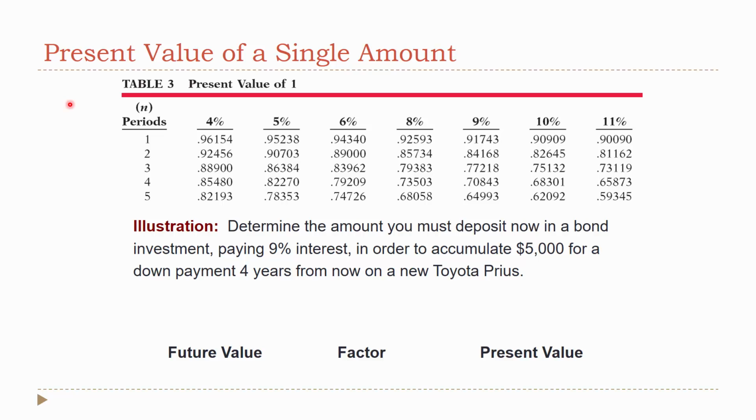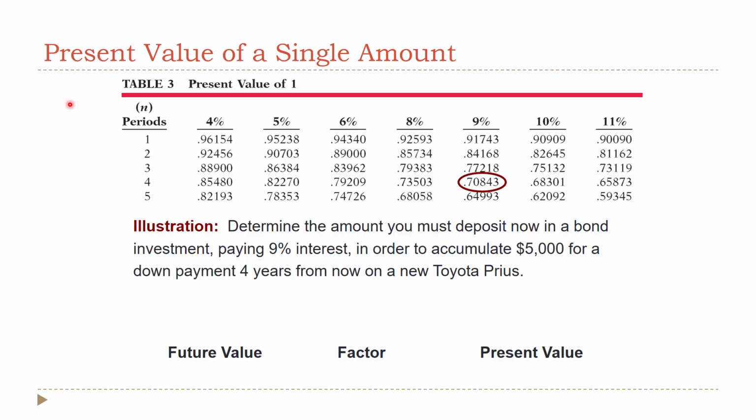Here's another example. Determine the amount you must deposit now in a bond investment paying 9% interest in order to accumulate $5,000 for a down payment 4 years from now on a new Prius. So in 4 years you want to buy a Prius, you need to have $5,000. How much do you need to put in now in order for that money to grow to the $5,000?